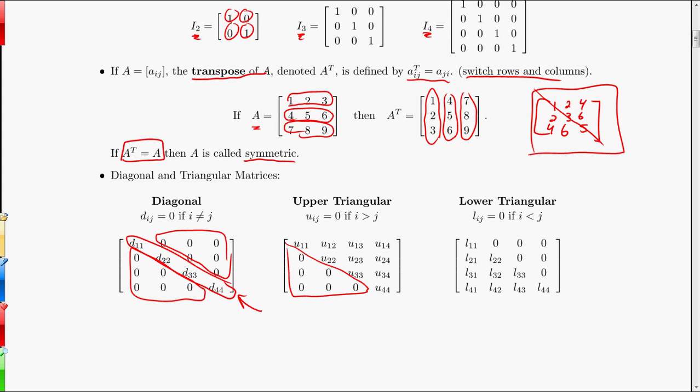In other words, the upper triangle has non-zero terms. Lower triangular, again, has a lower triangle that is non-zero or can be non-zero, but the upper portion must all be zeros. Right?